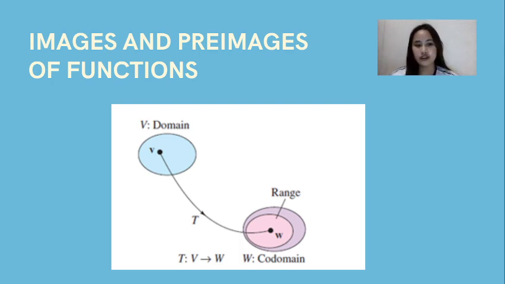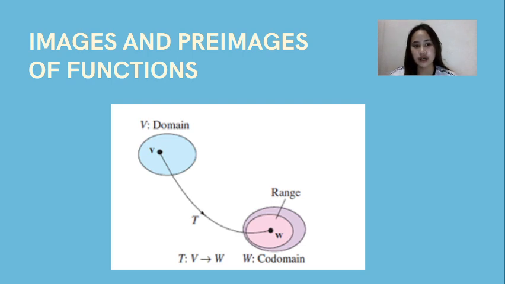If vector V is in the vector space domain V and the vector W is in the codomain vector space W, such that T of V is equal to vector W, then W is called the image of vector V under T. The set of all images of vectors in V is the range of T, and the set of all domain vectors V such that T of V is equal to W is what we call the pre-image of W, that we can see in the figure in the presentation.